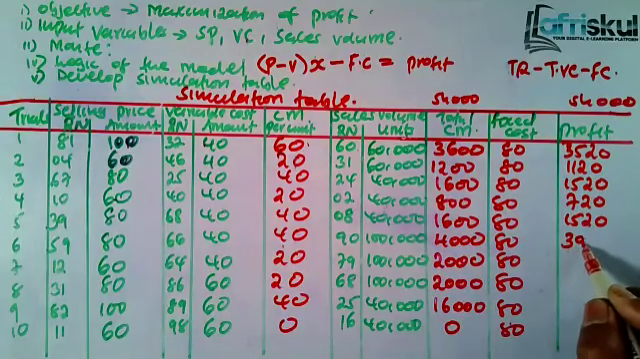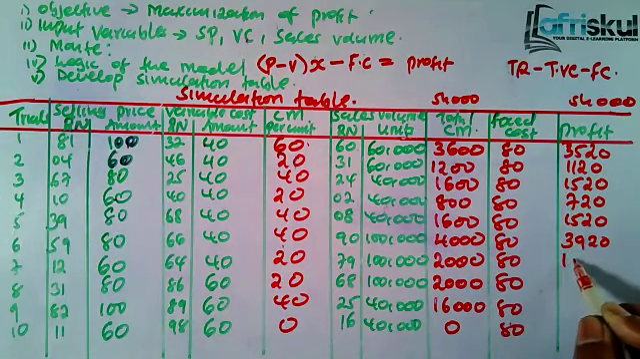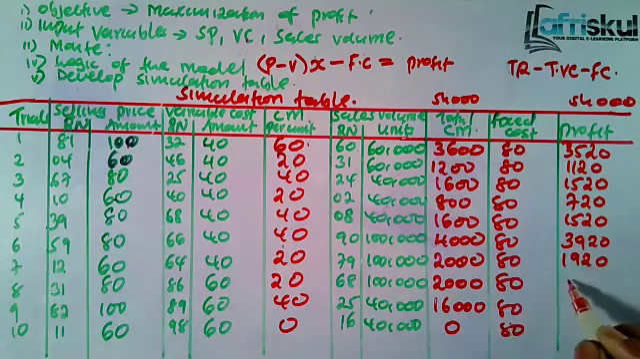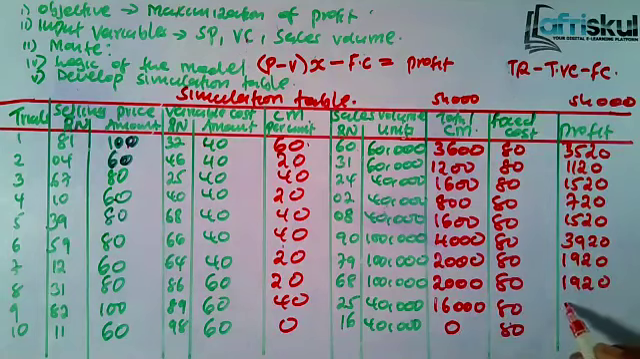That's 3920. That's 1920. Here you have 1920 still. Here we have 1520. And the last one you get negative 80.